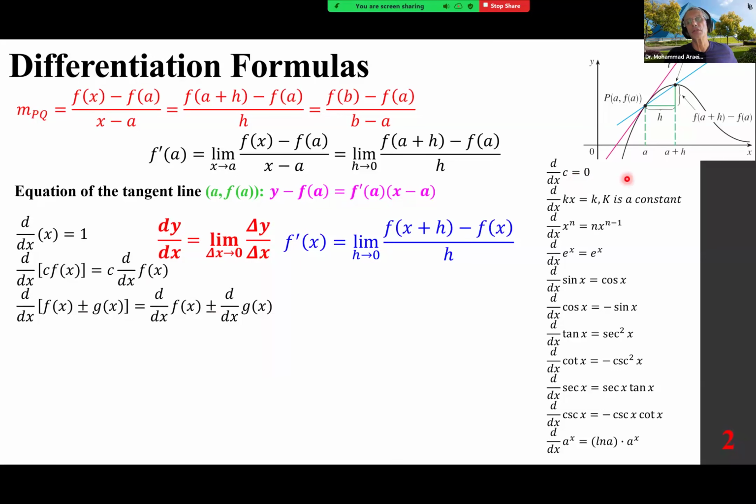The derivative of a constant is 0. The derivative of kx is k. For x to the power of n, this is known as the power rule: d/dx of x to the power of n is n times x to the power of n minus 1. It has a lot of usage. The derivative of e to the power of x is itself.